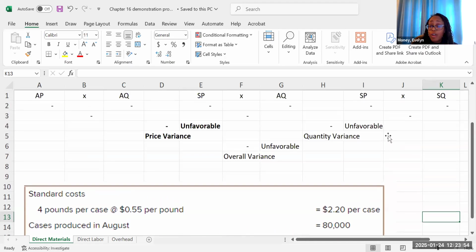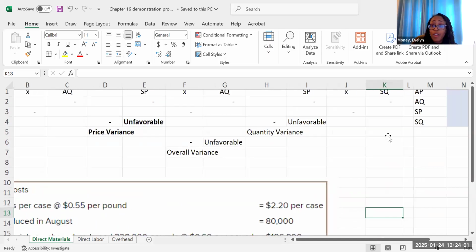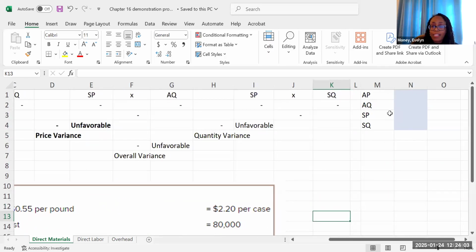So what I want to do first, and this is whether you are doing it the algebraic way or you're using the table, is to find the actual price, the actual quantity, the standard price, and the standard quantity.